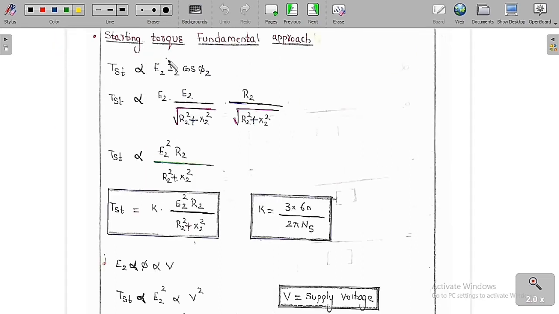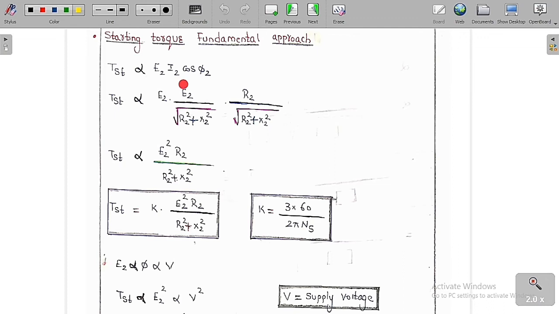Now we are going to learn another new concept, which is the starting torque by the fundamental approach. The expression of the starting torque by the fundamental approach we are going to study in a very detailed manner. Starting torque is directly proportional to E2 into I2 into cos phi 2. These things I have already told you. What is the value of I2? At starting condition, NR is equal to 0, so slip is equal to 1.